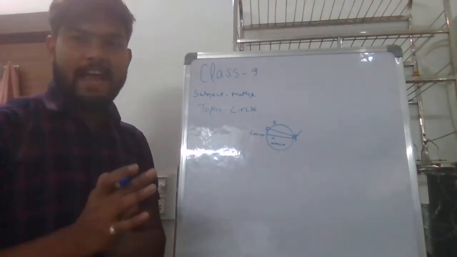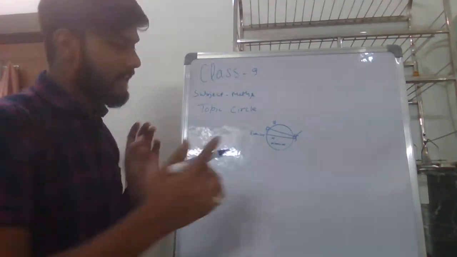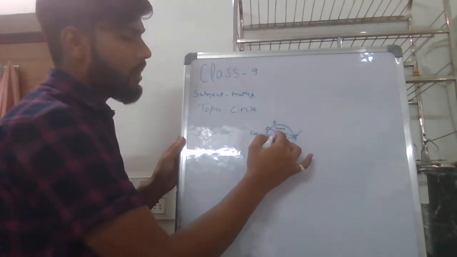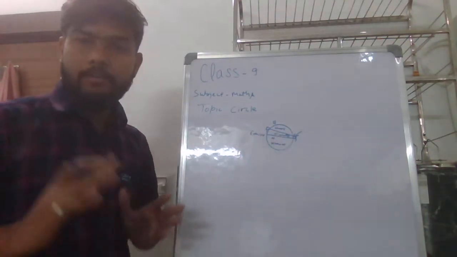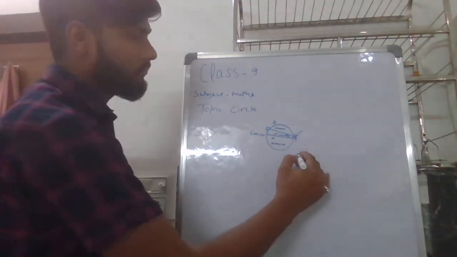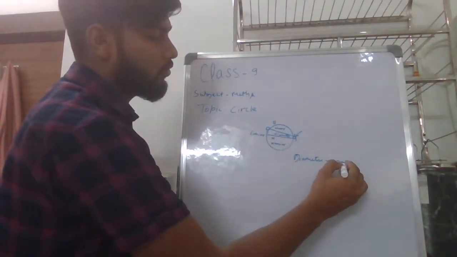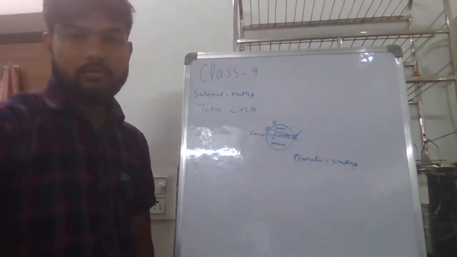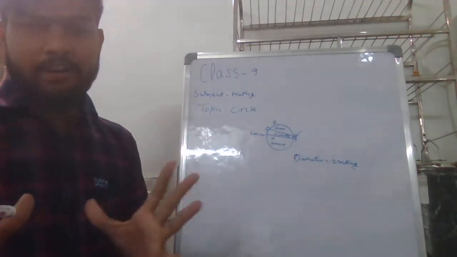Here we can see that a chord is a line segment joining 2 points on the circle. So this will be the chord, and this will be the diameter. I hope everyone is clear what the diameter is. Diameter is equal to 2 times the radius.